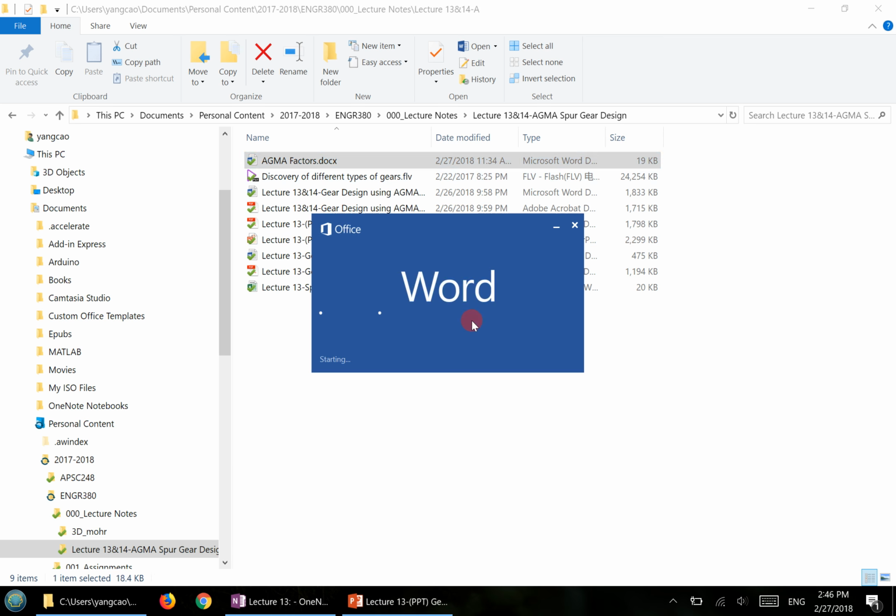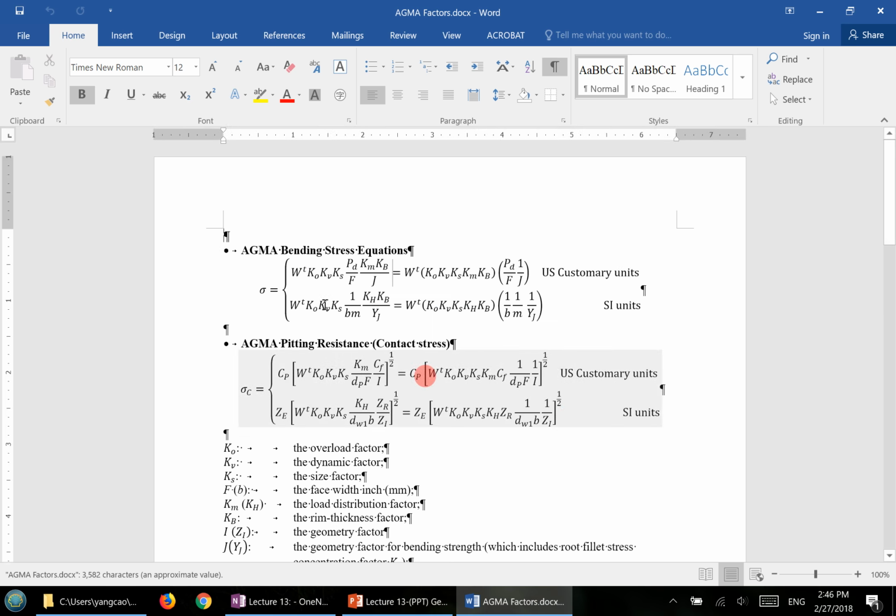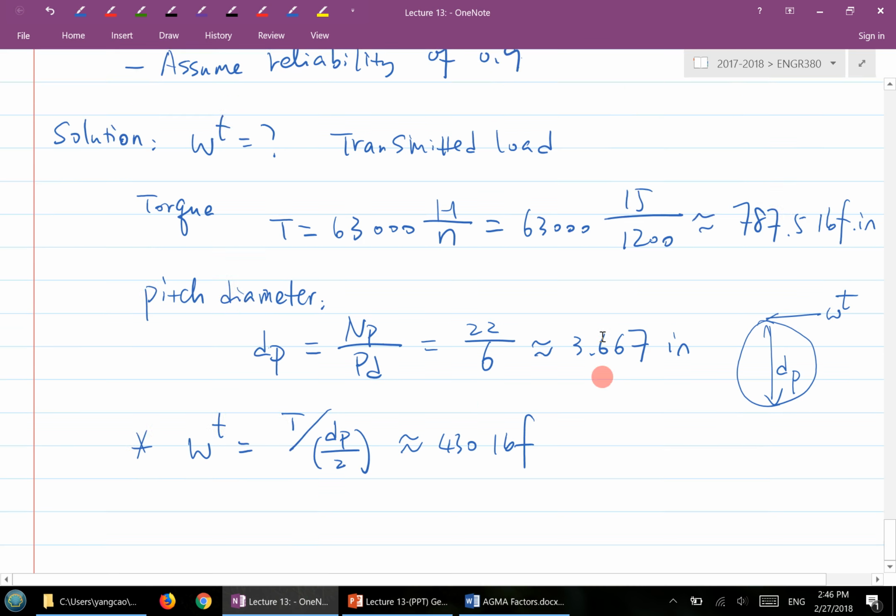Let's open up this AGMA factor here. So now we got our WT here. We have a whole bunch of other things we need to figure out here. All right, let's continue.